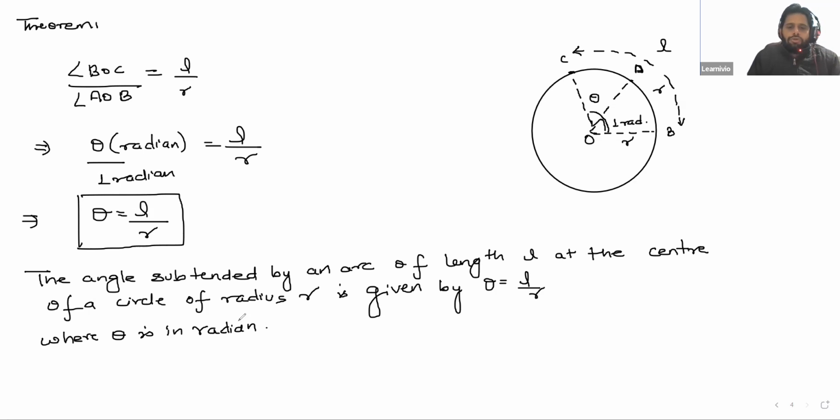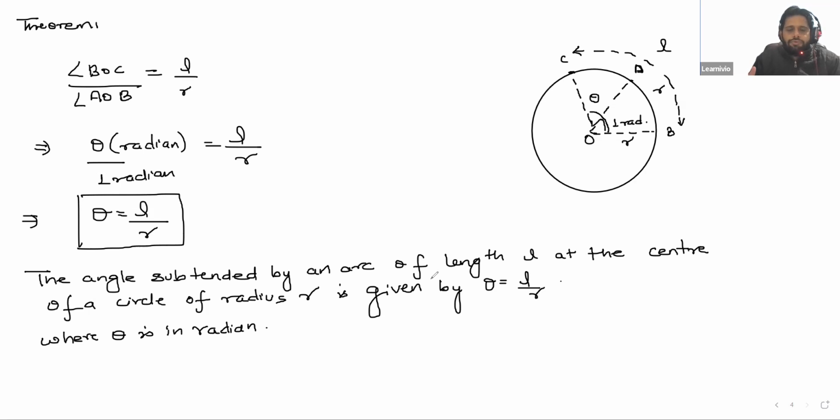So what is the theorem? The angle subtended by an arc of length L at the center of a circle of radius r is given by theta is equal to L by R, where theta is in radian. Noma, is this clear? And Sparsh? Yes, sir. The length of arc is given, the radius is given, you can find theta, but always remember from this formula you will get theta in radian.